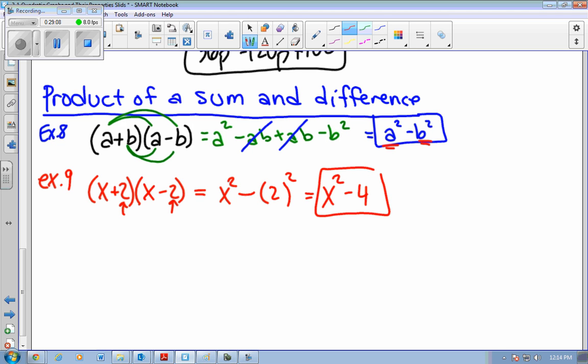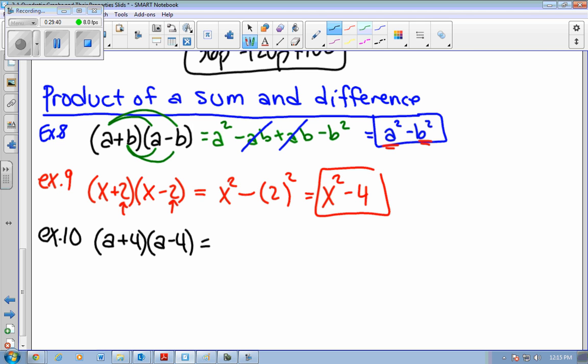Or you can go through and do the distributive property. It just takes a while. If you notice right off the bat two binomials being multiplied that are exactly the same except one is plus, one is minus, it's really easy. Let me give you another one. Example 10. (A plus 4) times (A minus 4). Try that one on your own, using the special case.